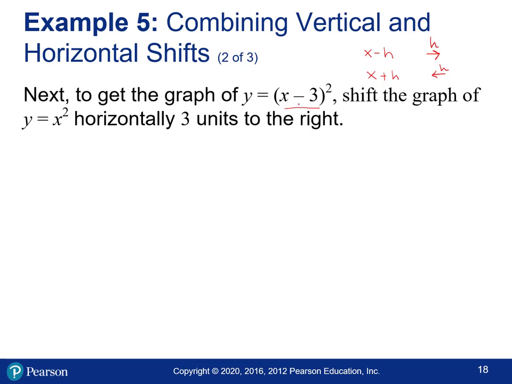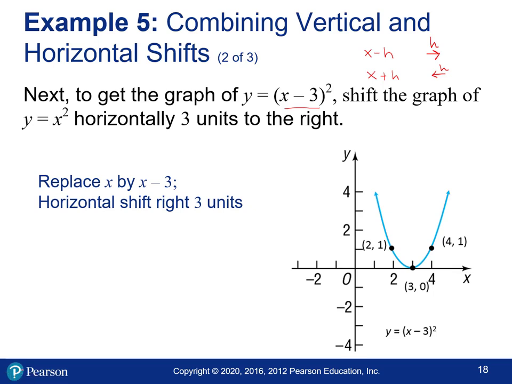Okay, so this is going to go 3 units to the right horizontally from our original function. So every point just moves over 3. Remember, it was (0, 0), and so we move that over to (3, 0). We had (1, 1), and so that moves over to (4, 1). And then (-1, 1) moves over to (2, 1). And then we plot that parabola.